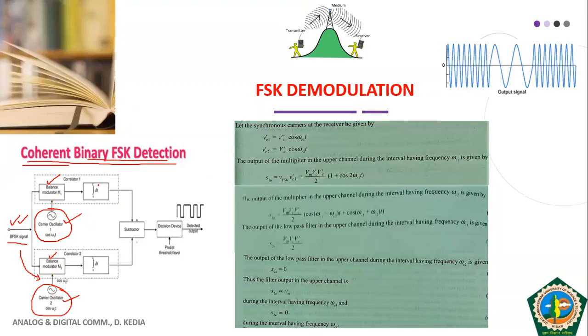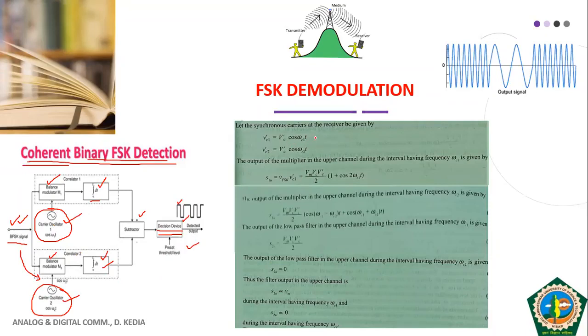If you carefully see, these are nothing but the integrators, and I told you integrators are nothing but my low pass filter. So the output of these balance modulators will be passed through a low pass filter, and then these outputs will be subtracted. I'll show you how we get those things mathematically, and then that output will be compared with a predetermined threshold, and we will decide whether 1 has been received or 0 has been received. Fine, so let us see that mathematically.